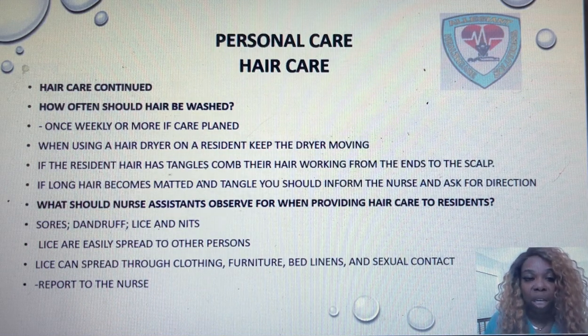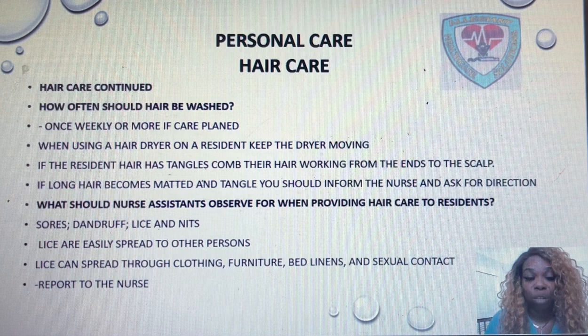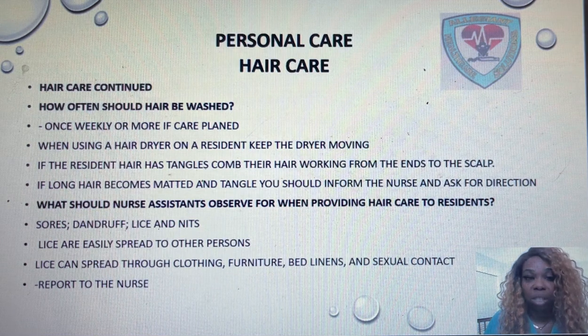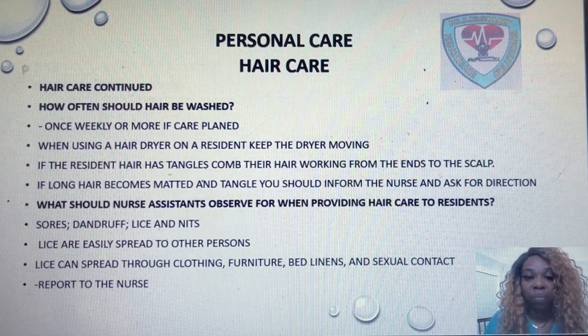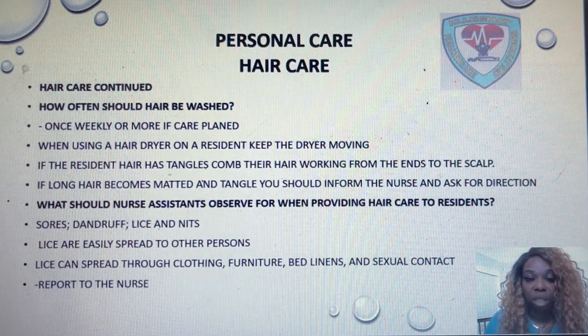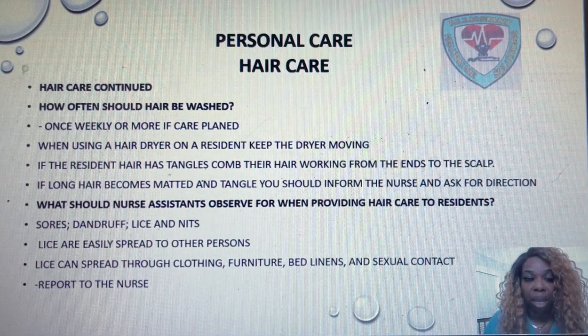You never want to cut a resident's hair, even if the resident has asked you to do so. Whenever a resident is asking you to cut their hair, you want to notify the nurse and refer that resident to the nurse. As a nursing assistant, you should never cut a resident's hair, even if the resident asked you to do so. Most long-term care facilities have beauty shops with beauticians and hairdressers that handle the trimming of the resident's hair.